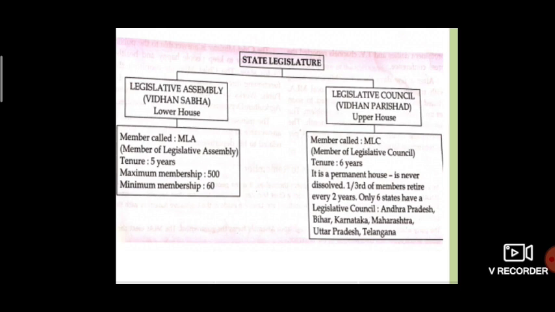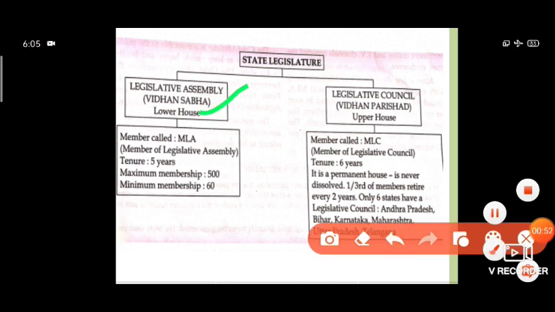The way Parliament has two houses, lower house and upper house, the state legislature also has two houses, lower house and upper house. The lower house is Vidhan Sabha, the upper house is Vidhan Parishad. Let me mark it for you. Lower house Vidhan Sabha and upper house Vidhan Parishad. Now the members of Vidhan Sabha are known as MLA, whereas in the upper house they are known as MLC, Member of Legislative Council. You should know these words. MLA stands for Member of Legislative Assembly. MLC stands for Member of Legislative Council.